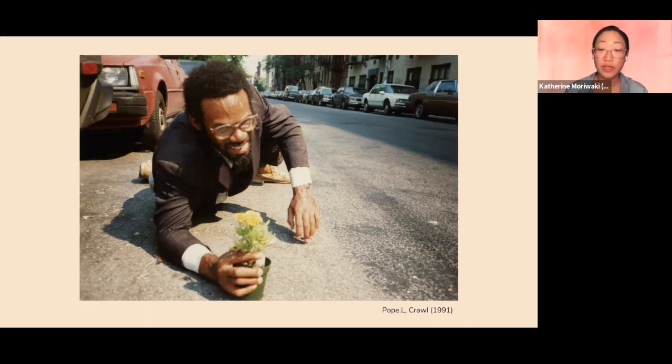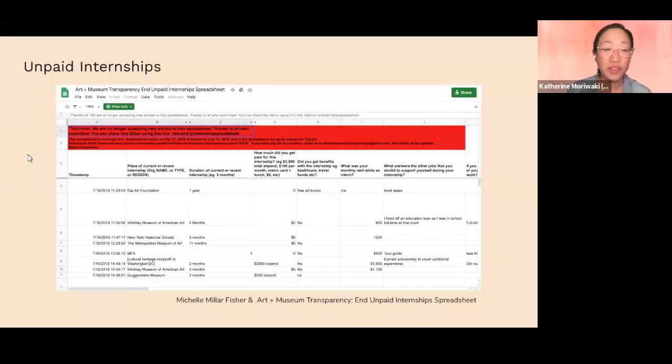So this idea of social mobility actually is one that is easily contested and disputed as to whether or not, in fact, this achievability of the American dream is realistic or not. So this is a survey that was conducted by Michelle Millar Fisher and Art Museum Transparency to take a look at unpaid internships in the museum field.